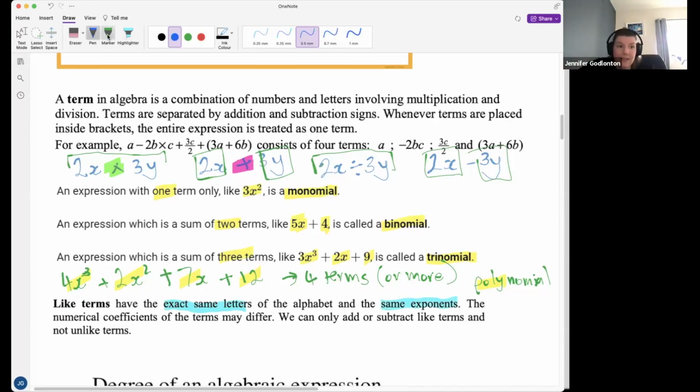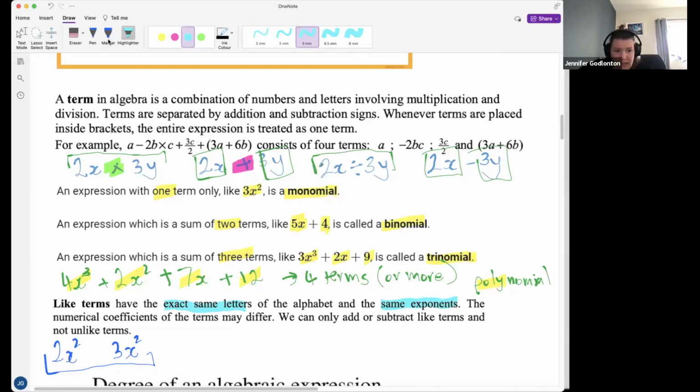So as an example, if I have 2x squared and I have 3x squared, are those two like terms or are they not like terms? Have a guess. If you think they are like terms, say yes. If you think they are not like terms, say no. Okay, we've got like terms as an answer. Tell me something else. Yes, yes. Beautiful. Love it. They absolutely are like terms because they both have an x squared.